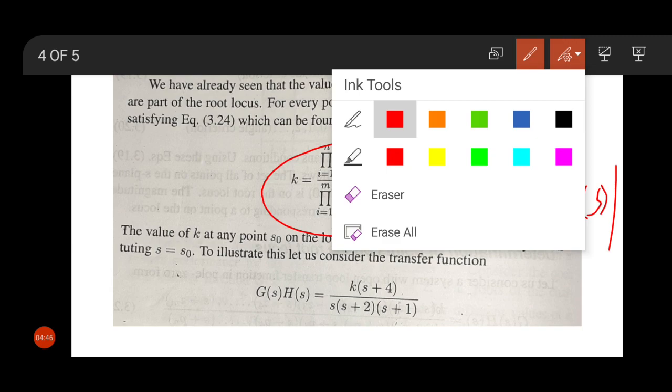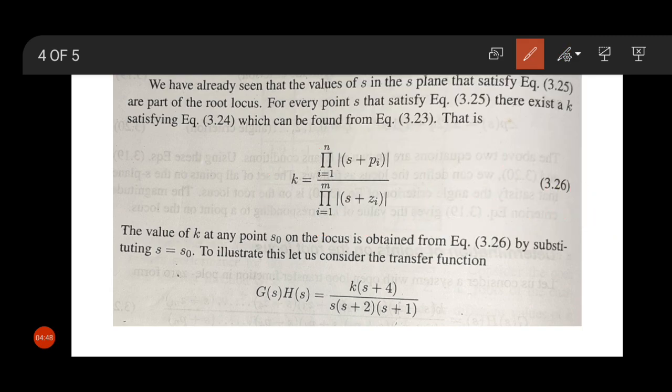So we can find K by this equation. The value of K at any point s0 on the locus is obtained from this equation. Any point s0 means any point in the s-plane. So the value of K at any point s0 on the locus is obtained by equation 3.26 by substituting s equal to s0.